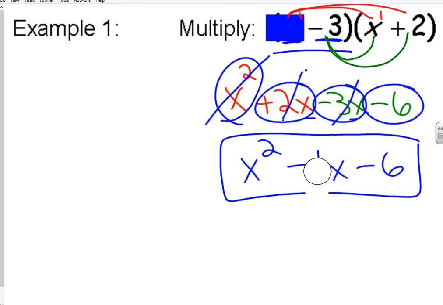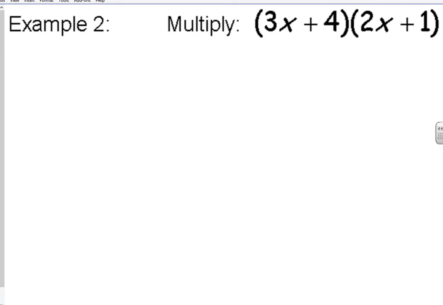Notice you don't have to have the 1 right here. It's correct if it's just negative x minus 6. But you can also just have the 1. Either way, totally correct. Pause the video now to try example 2 on your own. Press play to go over your answer.